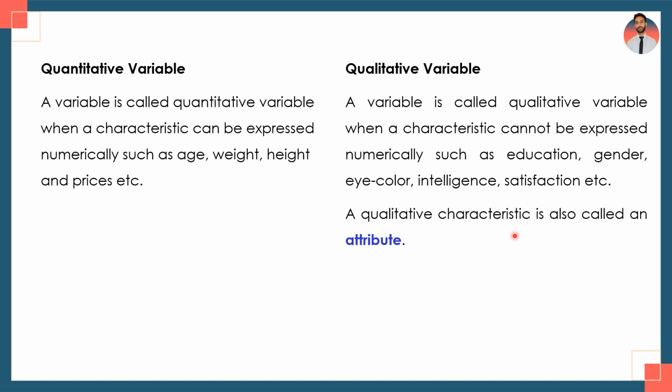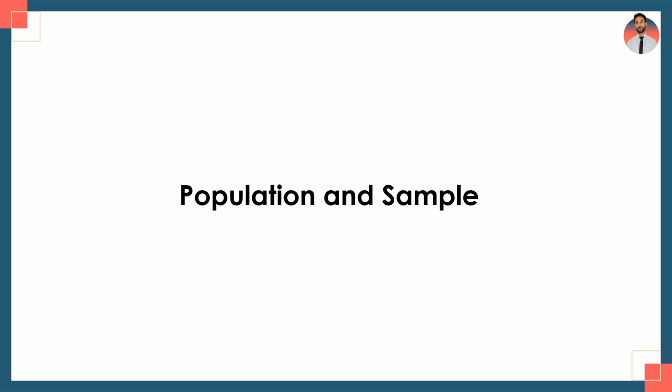Qualitative characteristics is also called an attribute; we also call these attribute terms. A qualitative variable has a positive attribute or negative attribute. In the fourth point, I will discuss some other important terms, population and sample.